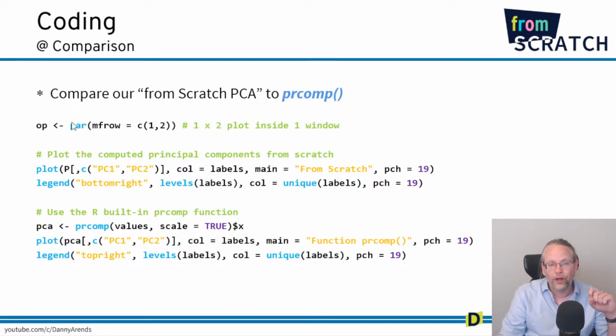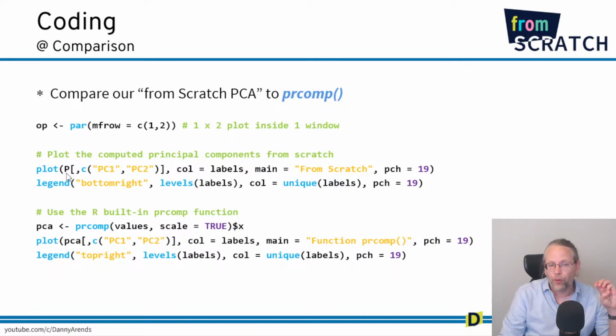So I can do that by setting the parameter mfrow to say I want to have 1 row, 2 columns, right? So it's a 1 times 2 plot. So 1 row, 2 columns. So I do the first plot. So I'm plotting the principal components from scratch in the first, so on the left side, and then on the right side I'm going to plot the built-in prcomp function, right?